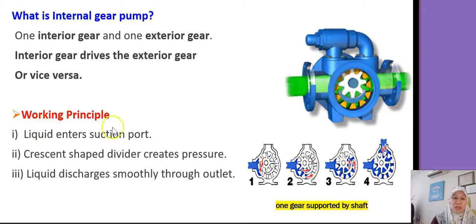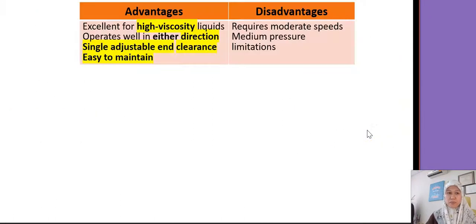Working principle: liquid enter the suction port here, and then the crescent shape here create pressure, and then it will discharge smoothly on the outlet. Okay, so these are the principle. Okay, so gear duduk dalam gear, and then dia create pressure, and dia akan keluar ke outlet, right? Okay, let's look at the advantage and disadvantages. Okay, excellent for high viscosity. Kalau high viscosity, pilihlah internal pump. Tapi tengok speed. Kalau high speed dah tak boleh pakai. High speed you kena guna external, right?